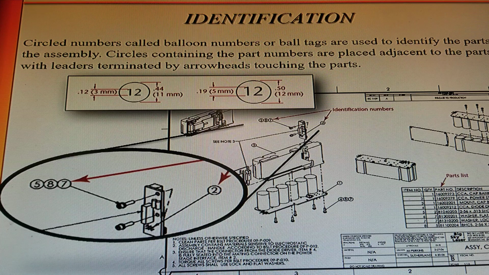So you have the balloons up there in the upper left. You have a description of how to draw those balloons. If you use a circle that's 0.44, which is 7/16, you would use a 0.12 number in the middle of it. That's 1/8. And on the right hand side, if you use a 0.5, or 1/2 inch circle, you would put in 0.19, or 3/16 inch text in there.